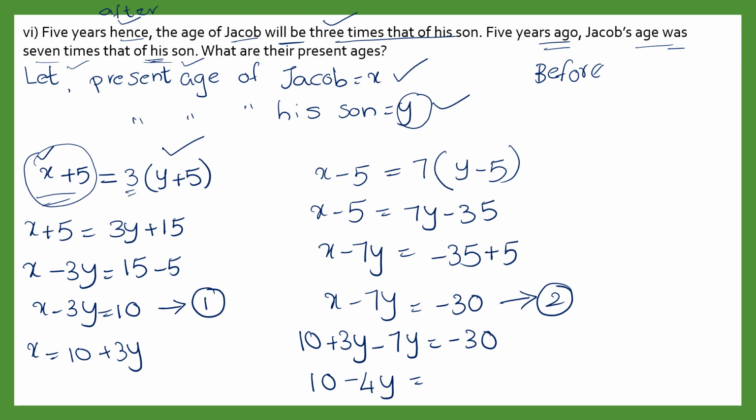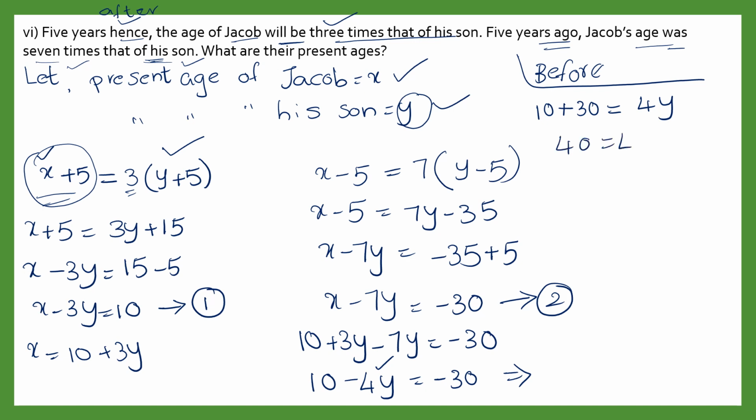Minus 7y plus 3y is minus 4y. Minus 4y is equal to minus 30 minus 10. So you get what? Minus 40. If it comes to the left side, it will become plus 40. Minus 4y, it is on the left side. If it comes to the right side, it will become plus 4y. 40 is equal to 4y. 4 tens are 40. So y is equal to 10. So y is nothing but the son's present age. You got the son's present age as 10 years.